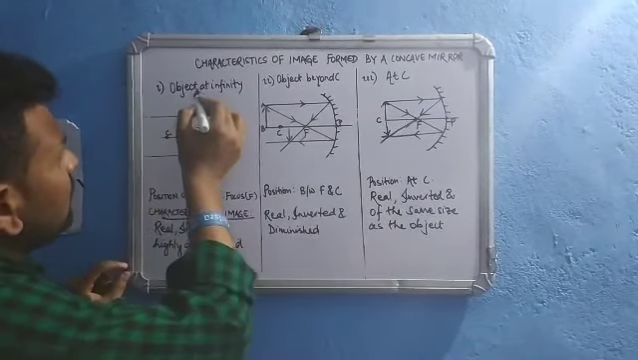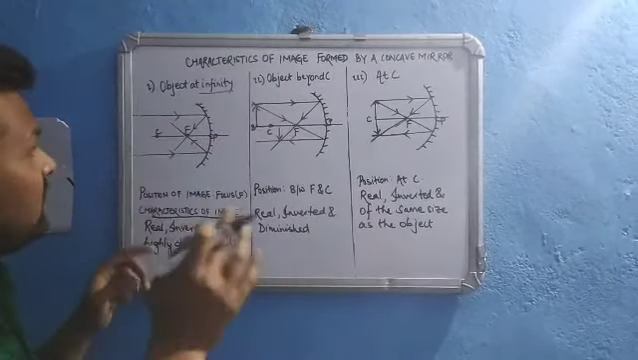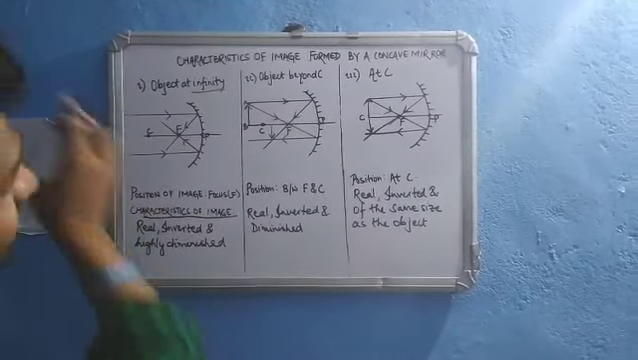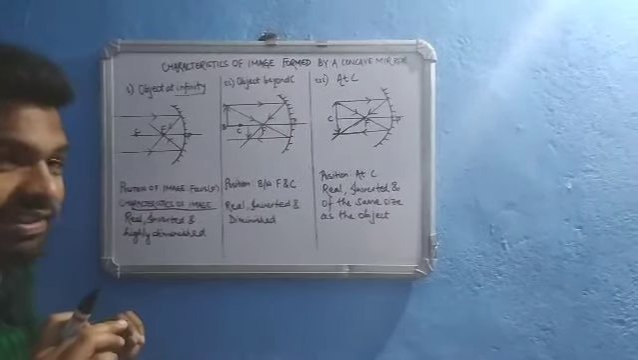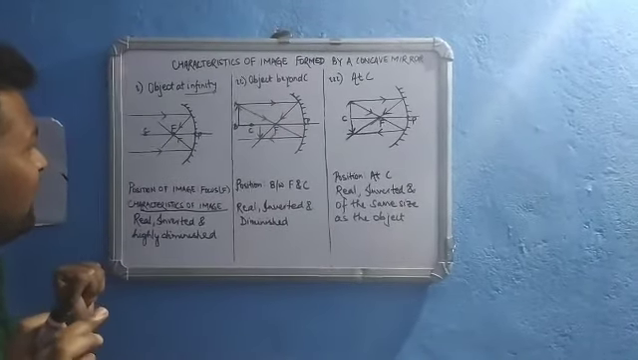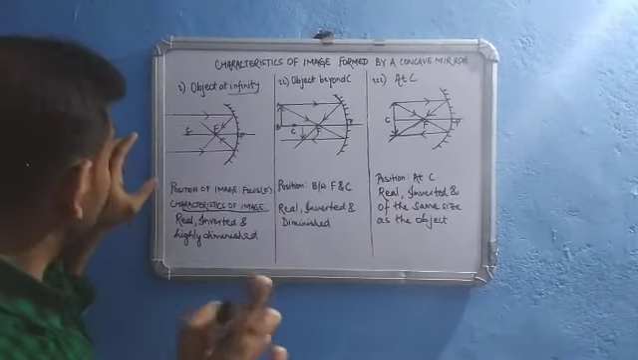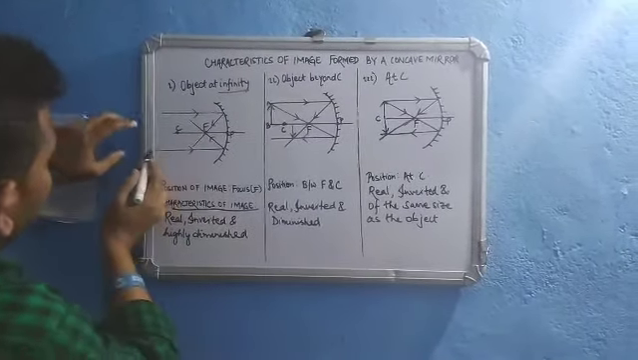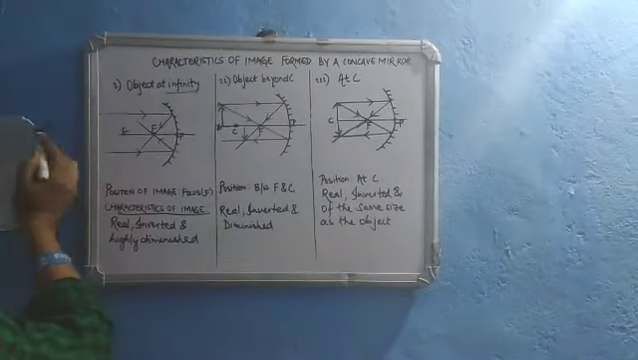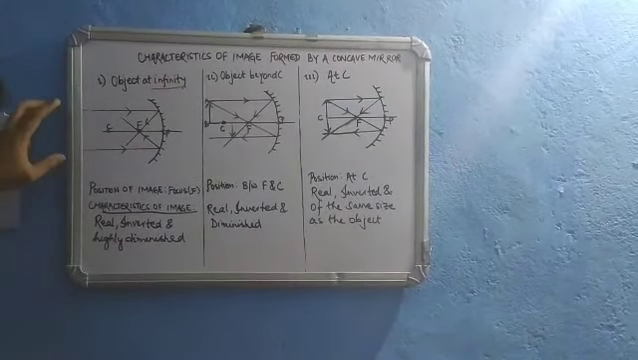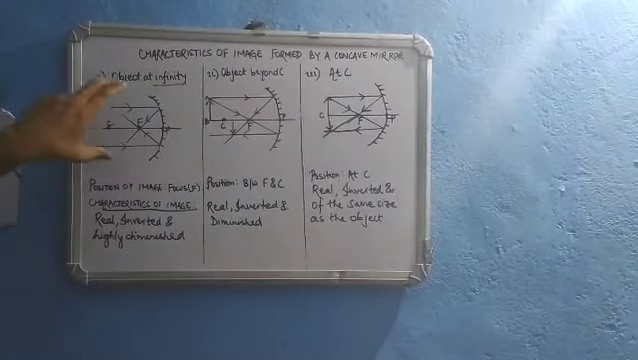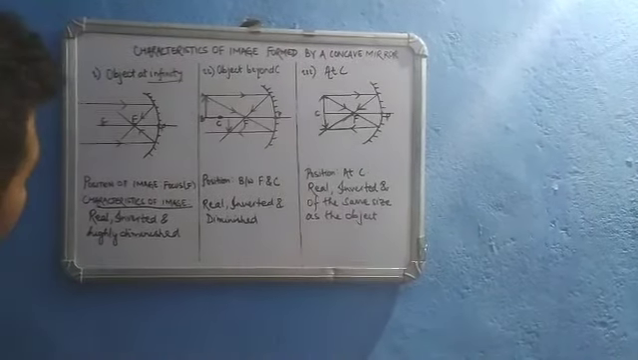In the first case, we are considering the object at infinity. Infinity in physics is a very long distance which can be approached. In mathematics, it's undefined, which is why mathematicians say it is undefined. For physicists, it is a very long distance. So I have taken a dashed line, you can see. Light rays are coming from far away, that is, the object is placed very far.